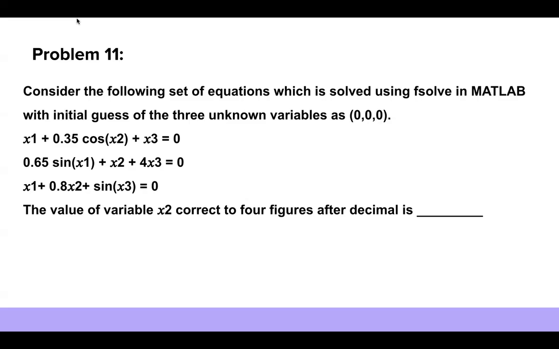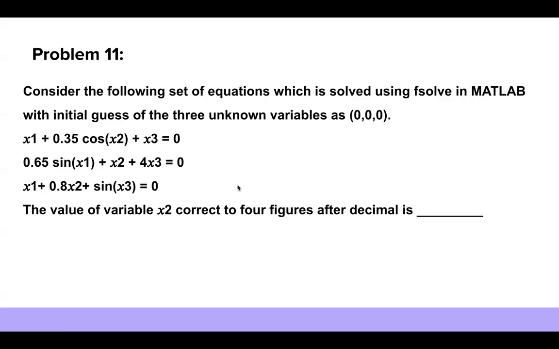Any answers for this question? So the question is, consider the following set of equations and solve it using fsolve in MATLAB. Initial guess is 0, 0, 0, and you have three equations here. Initial guess for x1 is 0, for x2 is 0, and for x3 is 0. So what you have to do is code all three together in a single vector. And what you have to report is x2 up to four figures after the decimal.